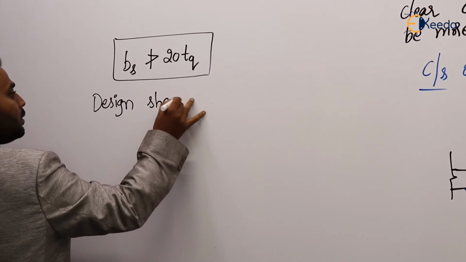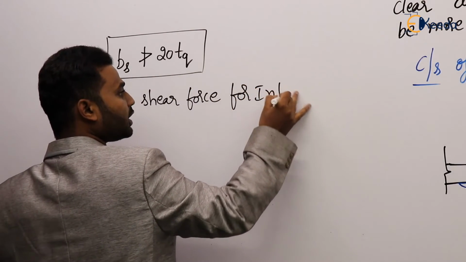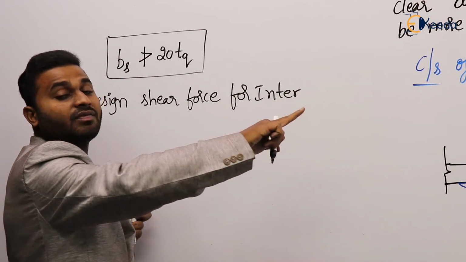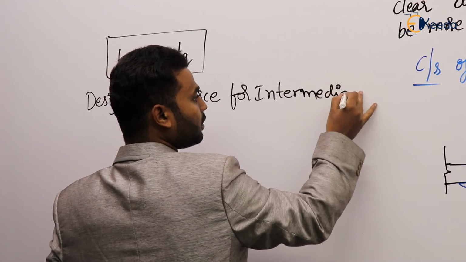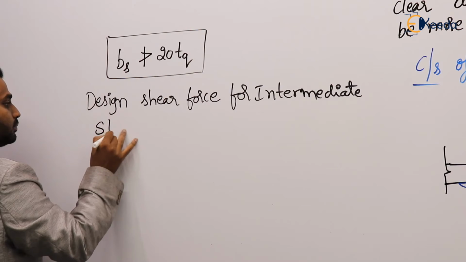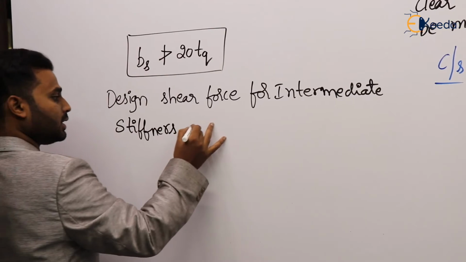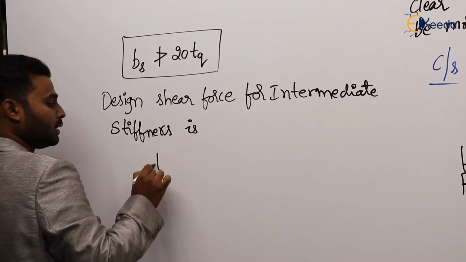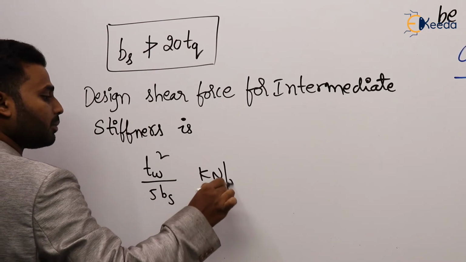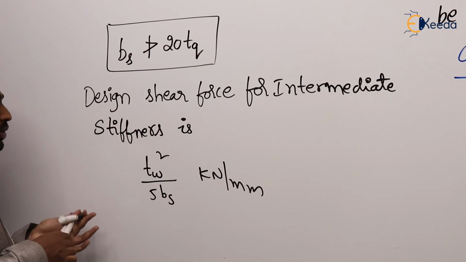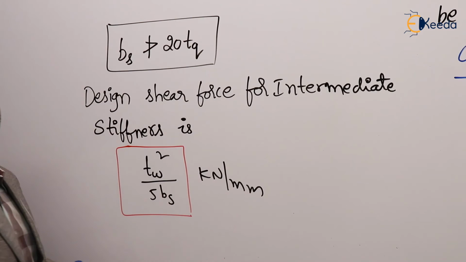And the design shear force for intermediate stiffener. So intermediate stiffener means it includes both vertical stiffener and horizontal stiffener. So design shear force for intermediate stiffener. Okay, the design force is TW whole square by 5BS kilonewton per mm. For this much of force, we are going to design these intermediate stiffeners, be it vertical or horizontal. So take these two provisions.